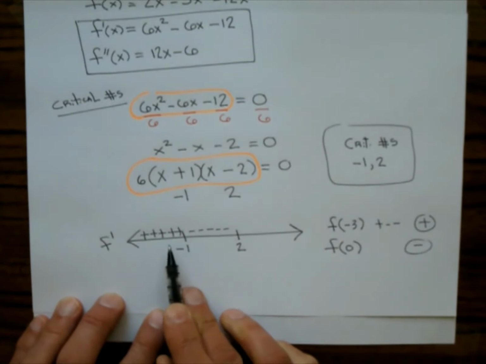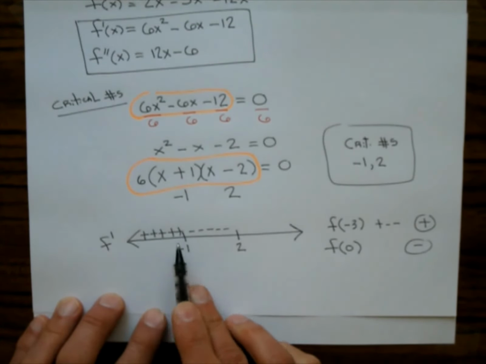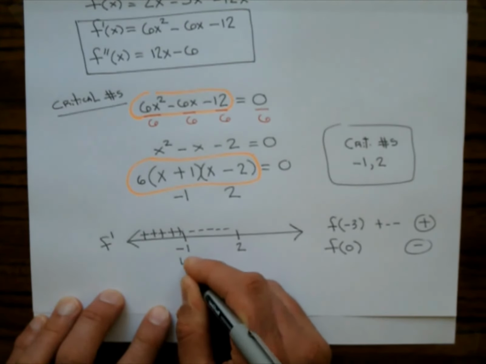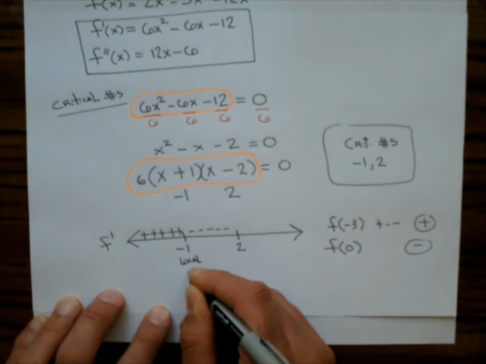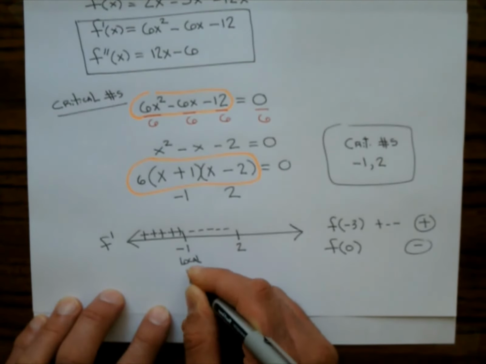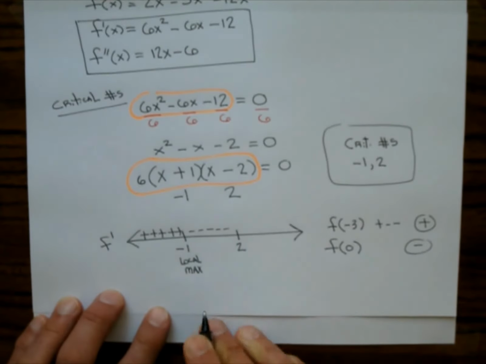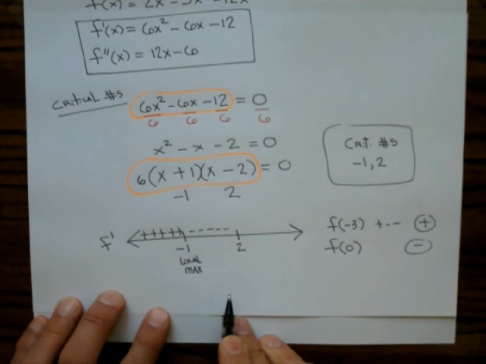So, oh yeah, look, our graph goes up and then at negative 1 goes down, which means this guy is going to be a local max, since it goes up and then down. And actually we'll write it all out officially pretty soon.